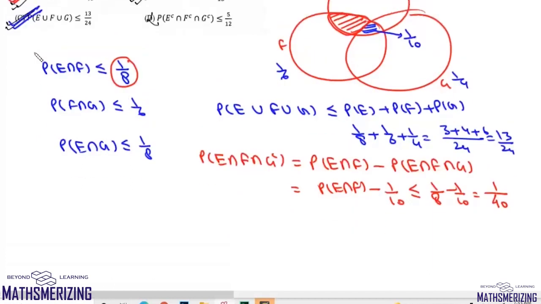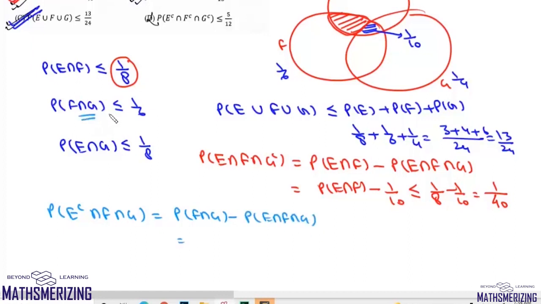Now we look at this option B. Option B is probability of E complement intersection F intersection G. Now it will again be probability of F intersection G minus probability of E intersection F intersection G. Now the maximum value of F intersection G is 1 by 6.